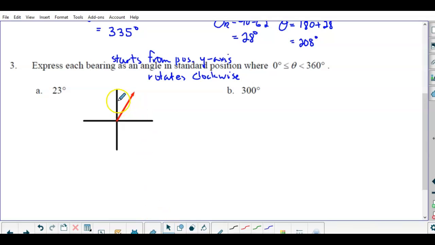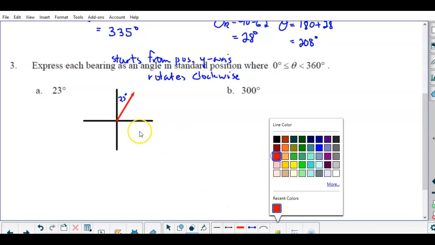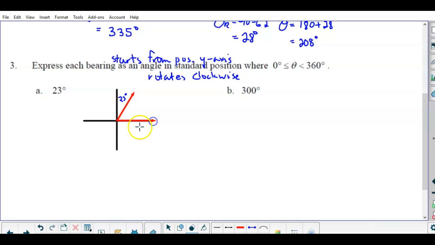So this angle in here is 23, but remember a standard position angle has to start at the positive x-axis. So we now have to come up with what this angle is here. Well, if that's 23, remember each quadrant is 90, so my theta, which is actually equal to theta reference as well, is going to be 90 minus 23, which is 67 degrees.